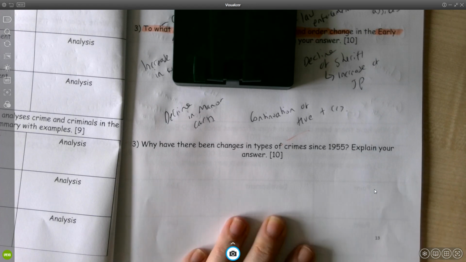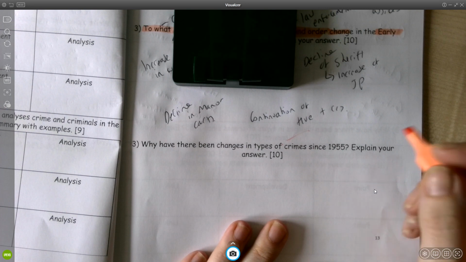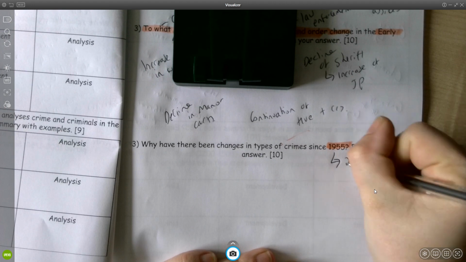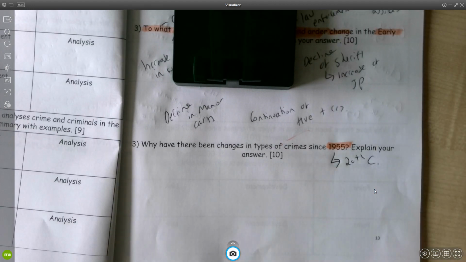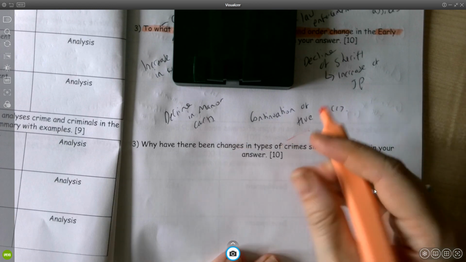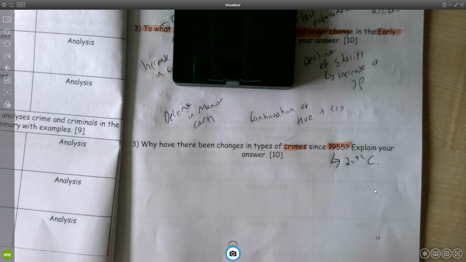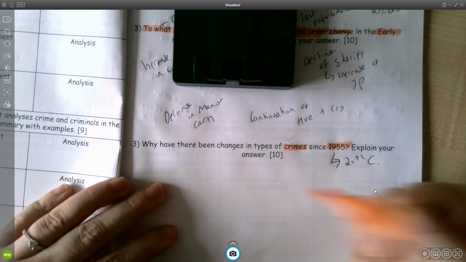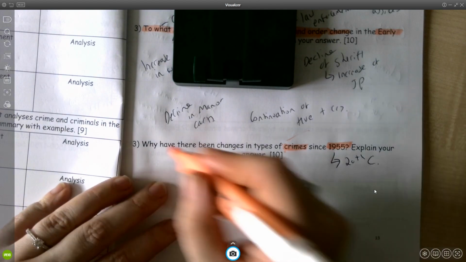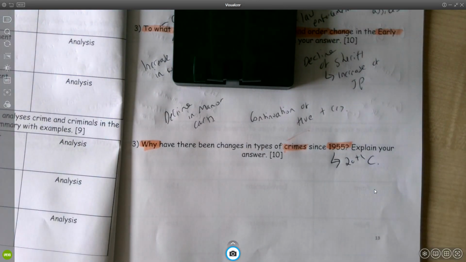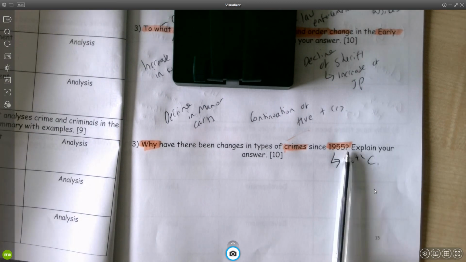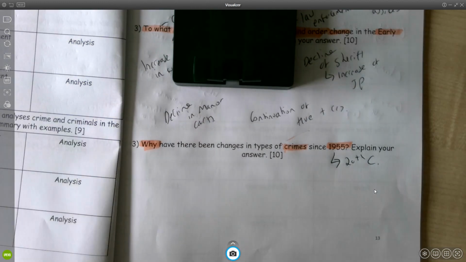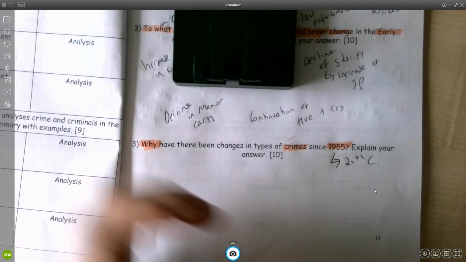Okay, so time period since 1955. So we know that's 20th century. Topic, crime. And the key part of the question, why have there been changes in types of crimes? So essentially, why has there been new crimes since 1955? Now, it's only the second half of the 20th century, but you actually only learn about the new crimes that happen in the second half of the 20th century. So don't panic if you see that. That's what we've learned the new crimes about.